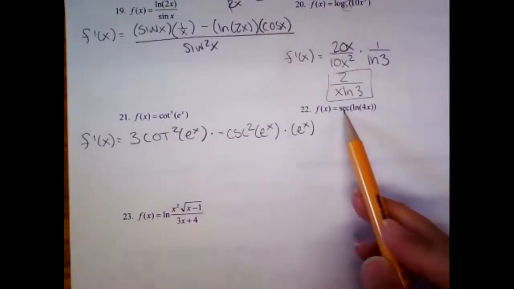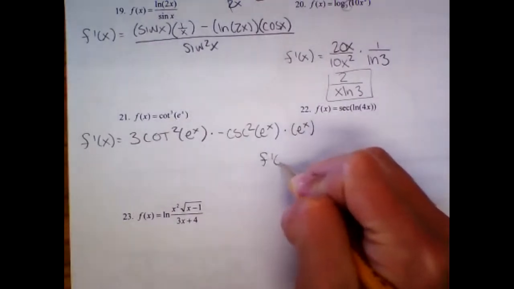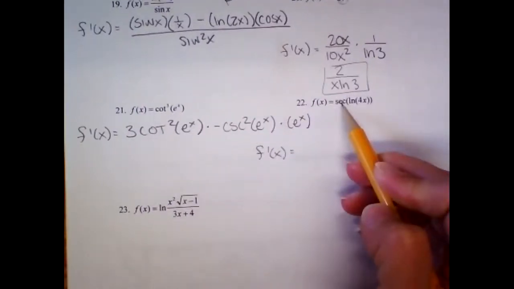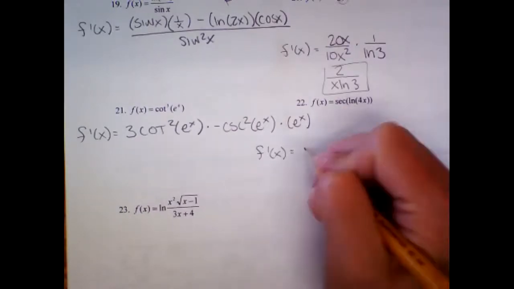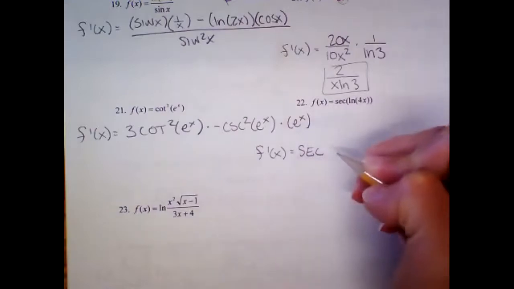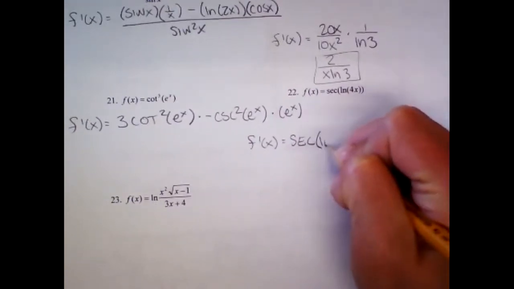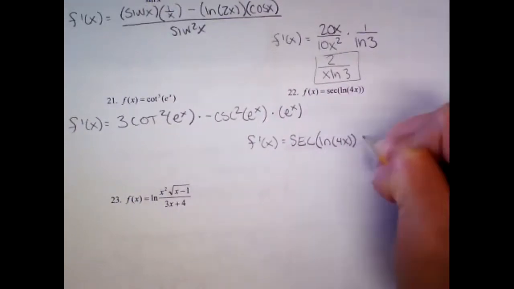Same with this one. We're going to start with the most outside function, which is secant. So think about secant's buddy, or think about your PIST thing that you were bringing up before. What is your derivative of secant? Secant tangent. And again, remember it's of that stuff.